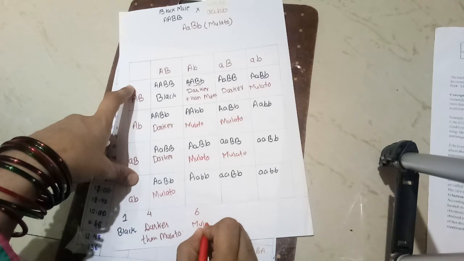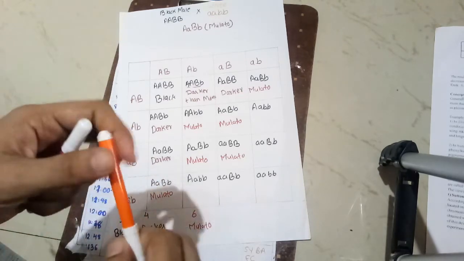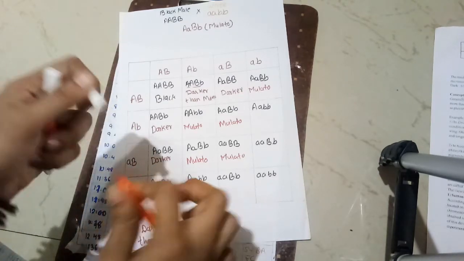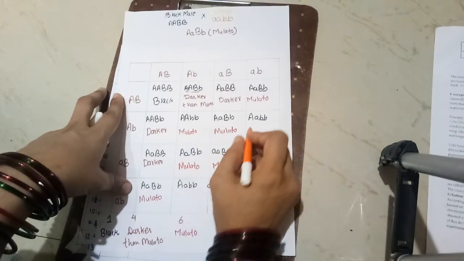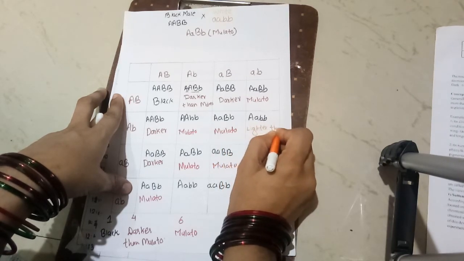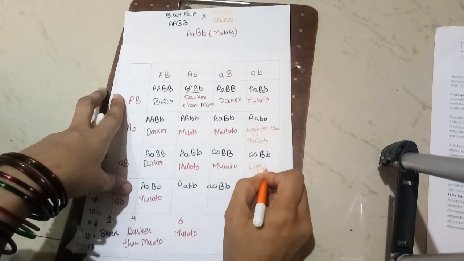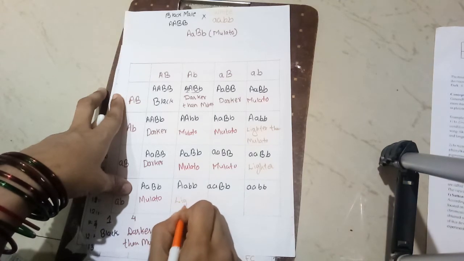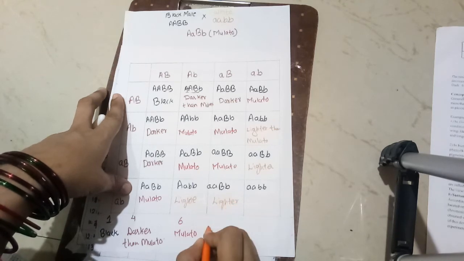Now we will see lighter than mulatto. Okay, so lighter than mulatto will have only and only one dominant gene. So this individual will be lighter than mulatto. This will also be lighter than mulatto. This will also be lighter. This will also be lighter. So we have four individuals who are lighter than mulatto. Is it or not?